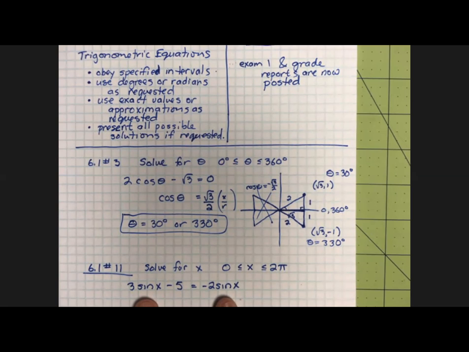Solve for the trig function, then solve for the angle. So I have to bring these sine x's together. If I add 2 sine x to both sides, I have 5 sine x. If I add 5 to both sides, I have 5 over here. Divide both sides by 5. And this can only be true if sine x equals 1. That's a special angle that I have to recognize immediately. It's only one special angle. Remember, sine is y over r. So if the ratio of y over r is 1, then y and r are equal.